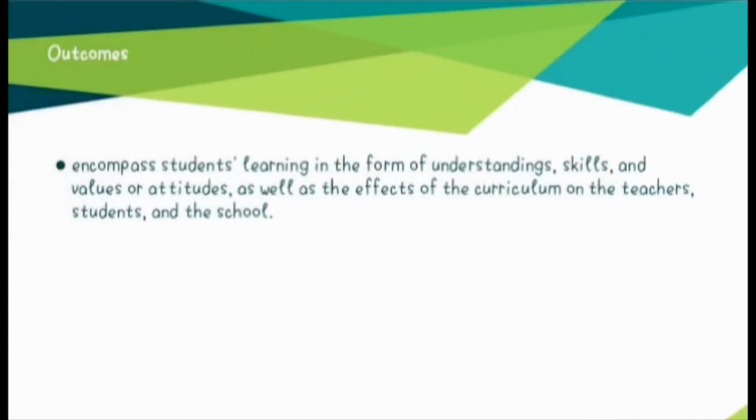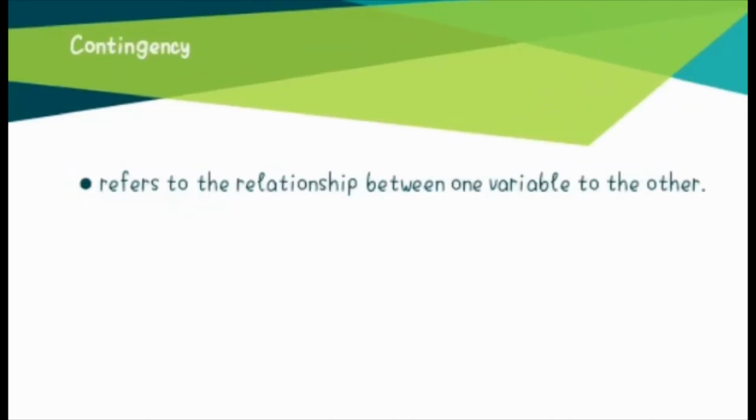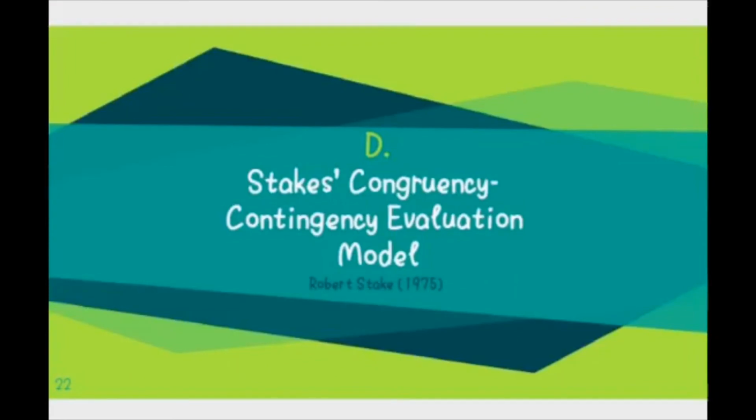And lastly, outcomes. It encompasses students' learning in the form of understanding, skills, and values or attitudes, as well as the effects of the curriculum on the teachers, students, and the school. So what is congruency? Congruency refers to the degree of alignment between what was desired and what was actually achieved. While contingency refers to the relationship between one variable to the other. So, that was all about Stake's Congruency-Contingency Evaluation Model.